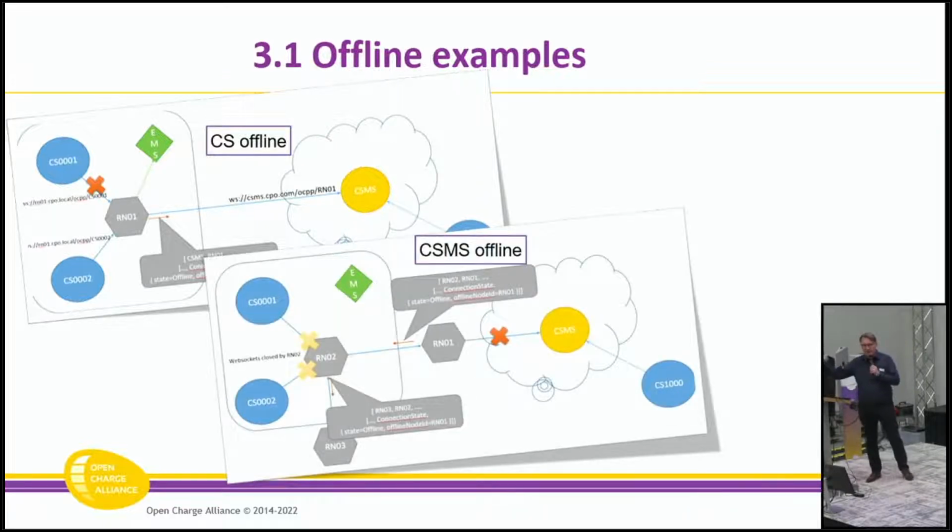You can also have that the connection on the other side is lost. Here the top routing node loses its connection with the CSMS. So this routing node then sends a message downstream to its children saying, hey, I'm offline now, be aware of that. And then the controller node could decide to close the WebSockets with all its child charging stations so that they know that they are offline. That's an option. It depends on how you want to implement that behavior.